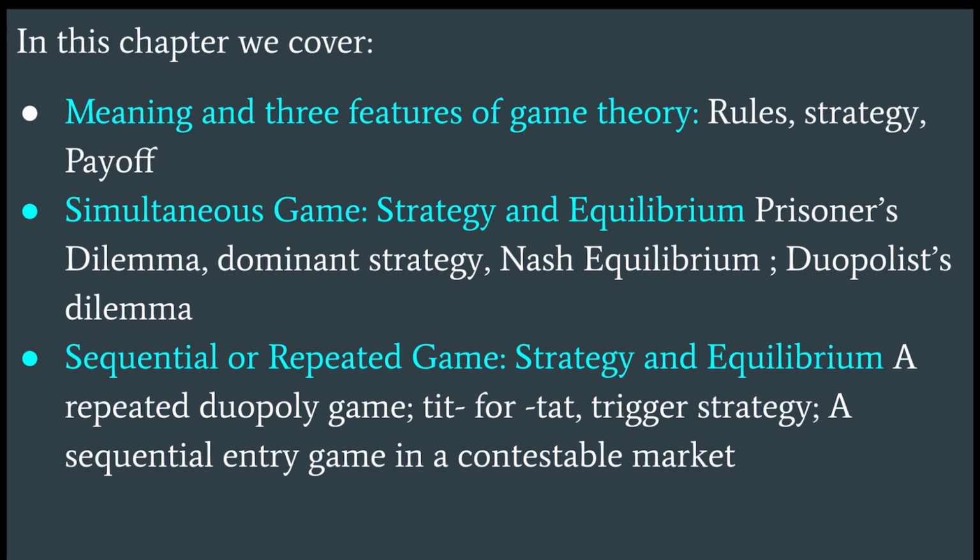The second gaming strategy is the sequential or repeated game. Its strategy and equilibrium: a repeated duopoly game, in which we study the concept of tit-for-tat and trigger strategy, and a sequential entry game in a contestable market.